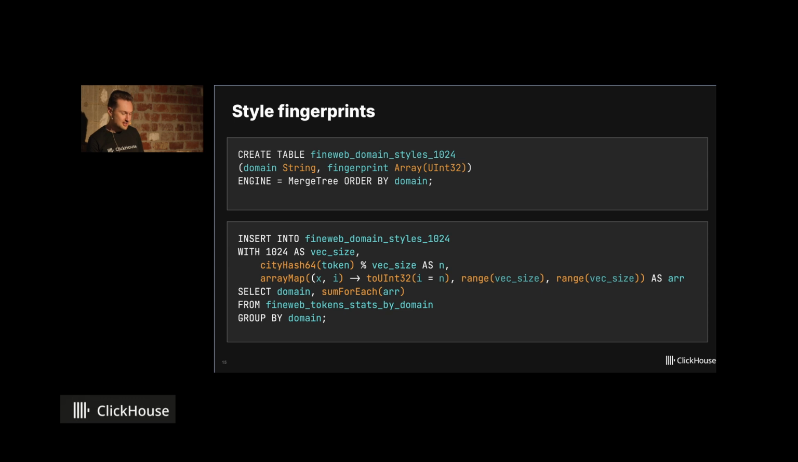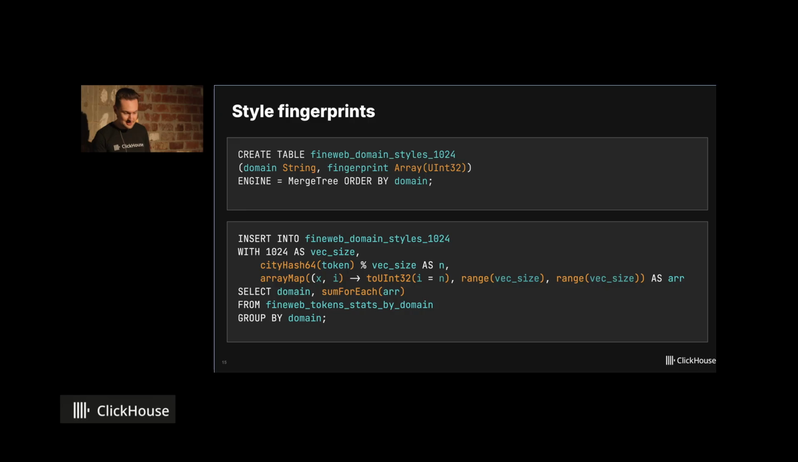First, let's take every token. Let's calculate a hash of this token, city hash 64. Let's take a remainder of division by the vector size. So it will be a position in a 1024 dimensional vector. And in that position, I will just increment the number by 1 and do it for every existing token. Here is my query. To generate this array, I use an aggregate function named sum for each, which is pretty nice. It will take arrays and sum them vertically.